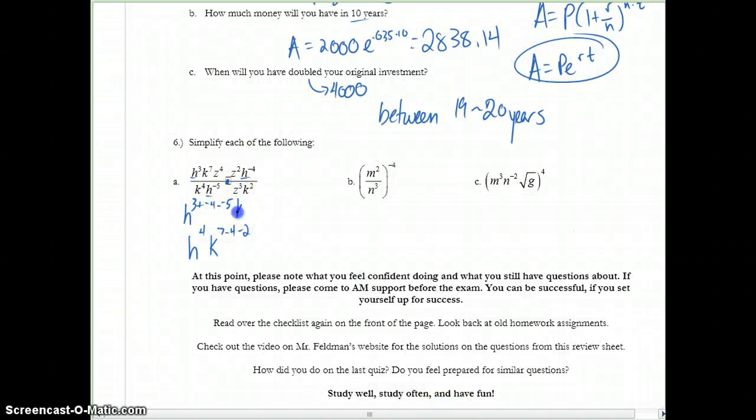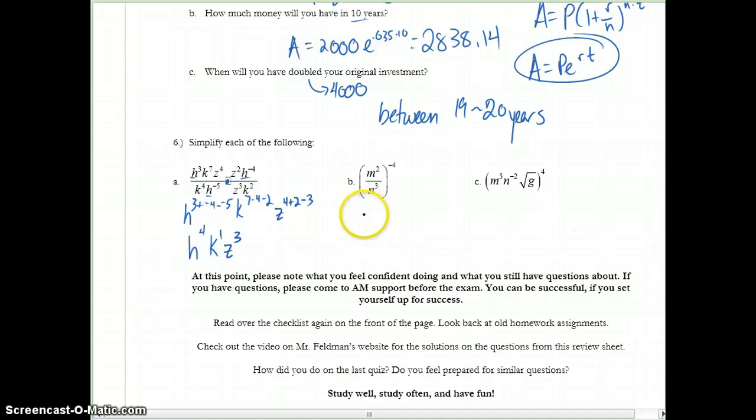That would be, let's write this here so we have them all on the same line. 7 minus 4 minus 2 is k to the first. And then the last one, we have z. We have a z to the fourth, a z squared, and a z cubed. The 4 and the 2 are both in the numerator. The 3 is in the denominator. 4 plus 2 is 6, minus 3 is 3.